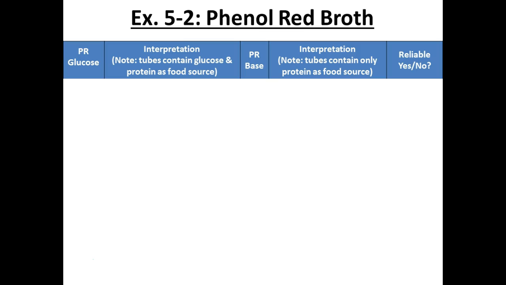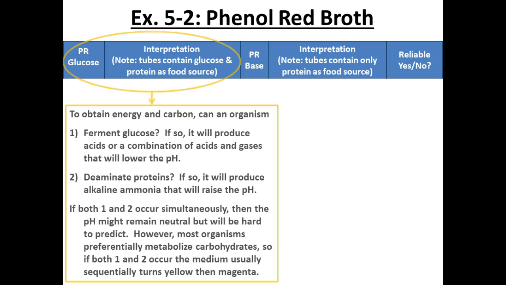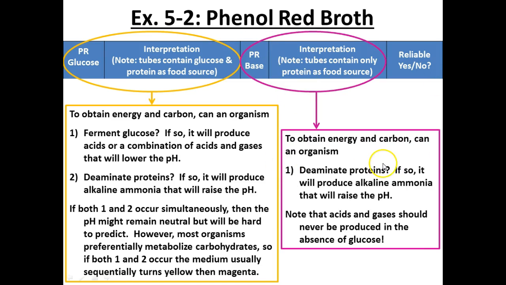So when we're interpreting this table, if you have the base broth and glucose, remember it could ferment. It could ferment with gas production or without. It could eat the sugar, or it could eat the sugar and then go and eat the protein. Lots of options here, right? With the base broth, the only choice is eat the protein or don't do anything else.